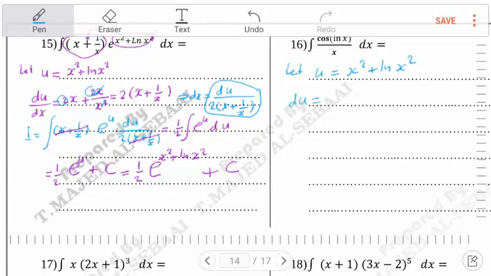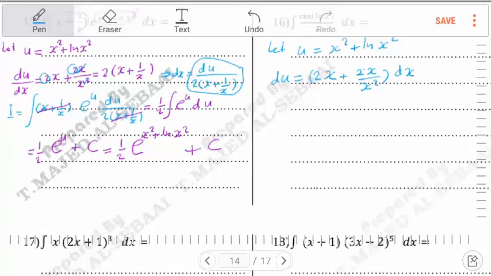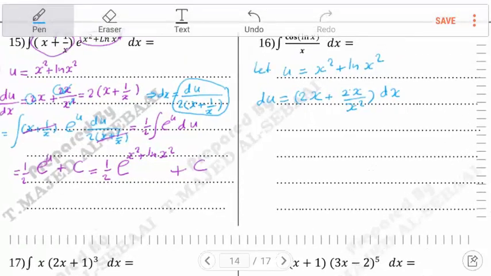du equals 2x plus 2x over x squared dx. Are you with me? Yes. So du equals 2 will be out, still have x plus, this x will be cancelled with the squared, so it's 1 over x dx. Okay, get back to our integration.